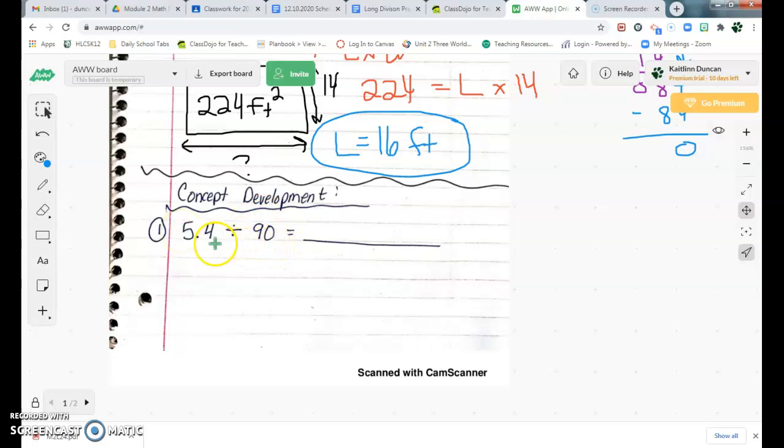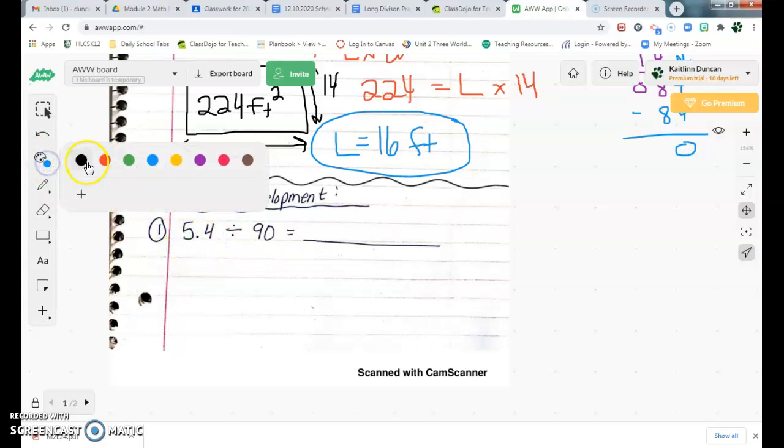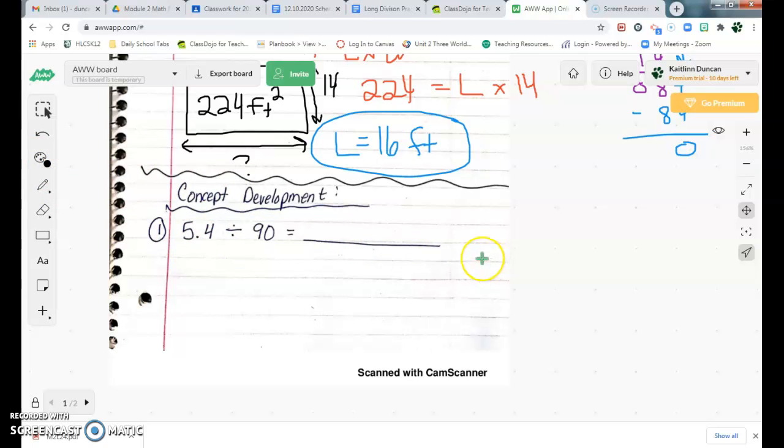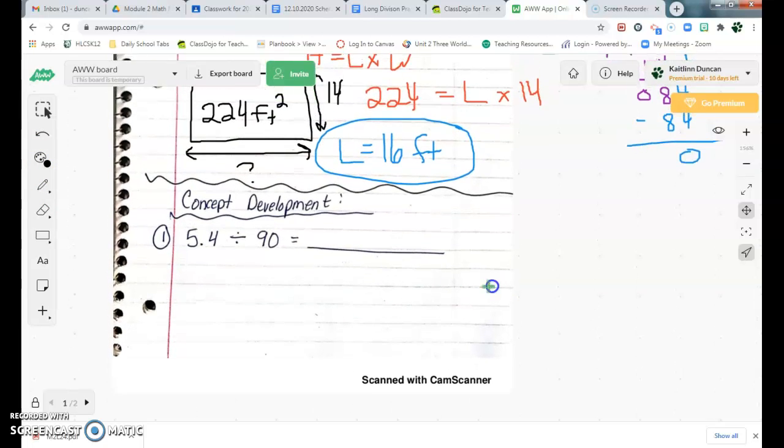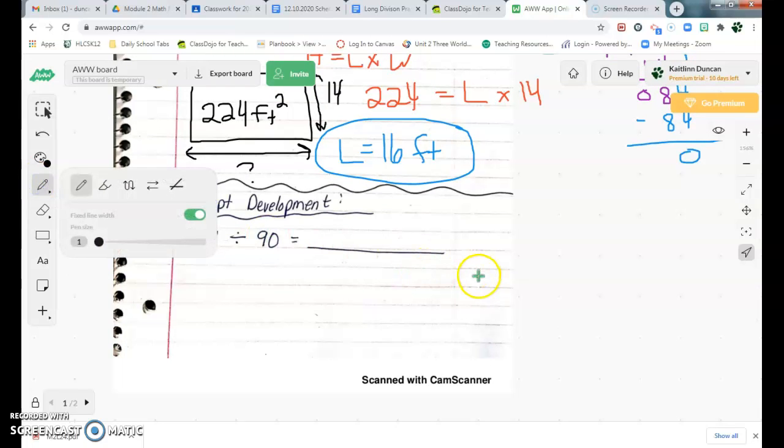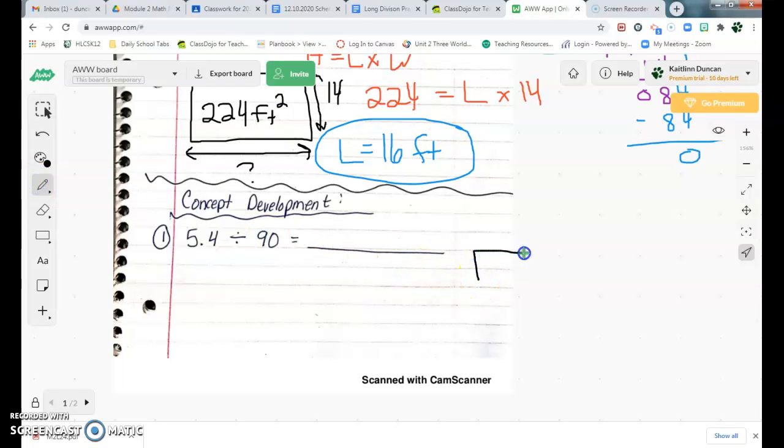So when we're setting up our problem, it's important to realize that the dividend always goes inside of the house, and the divisor always goes outside of the house. So I'm going to start, I gotta click my pen here. I'm going to start by drawing my house. I know my dividend goes inside my house, so I have 5.4, and I have 90 right here. Okay. So how do I divide with a decimal?